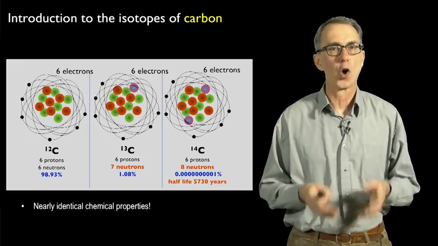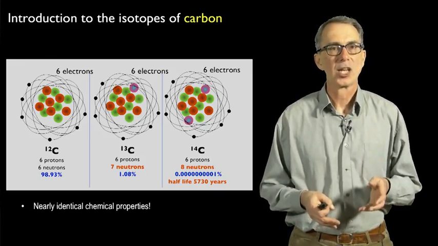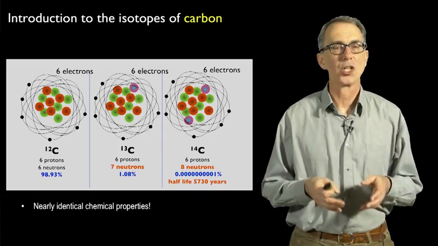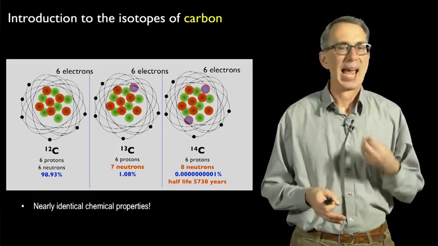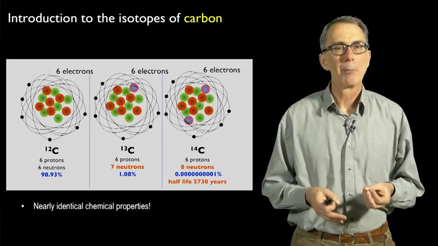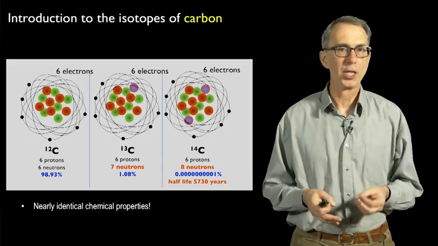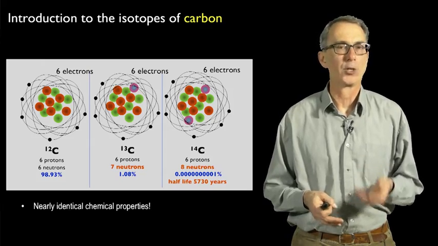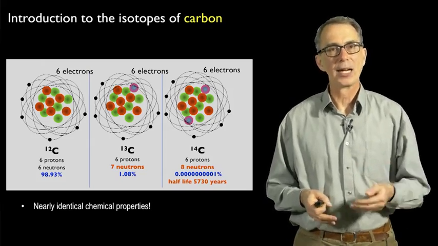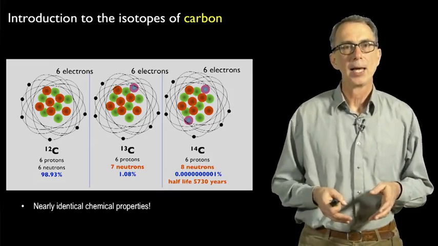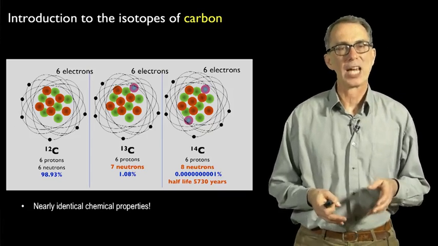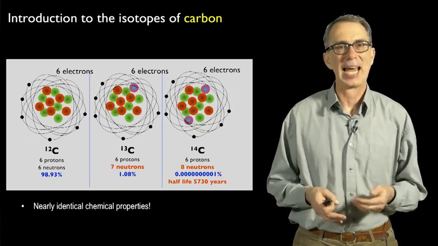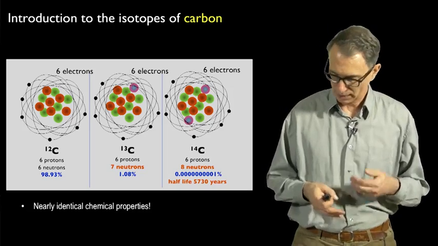Carbon-12, which is the most common version, has 6 electrons orbiting around the nucleus and 6 protons and 6 neutrons, giving it an atomic weight of 12. But then there's a carbon-13 version, which has 1 extra neutron, and that gives it an atomic weight of 13. And then there's finally a very, very rare carbon-14 version, which has 8 neutrons, and that is radioactive, and it has a half-life or a decay time of 57,000 years.